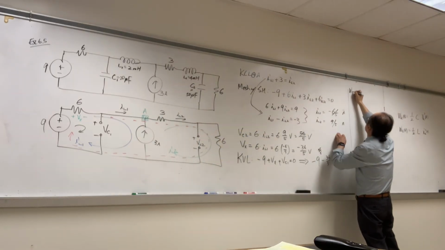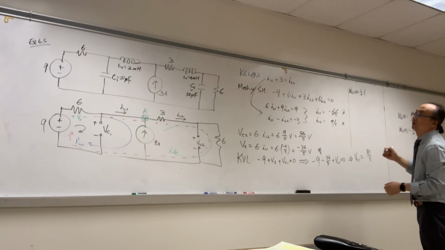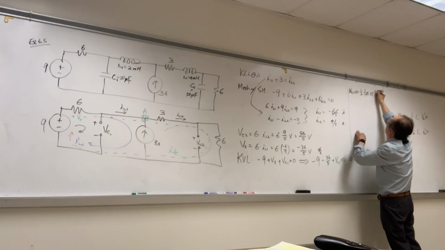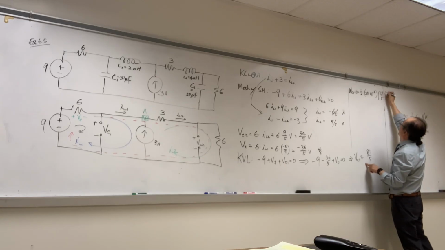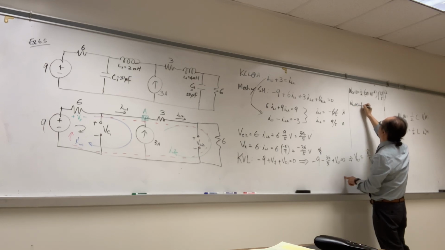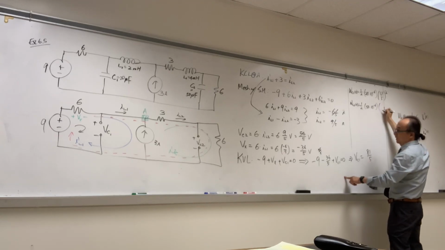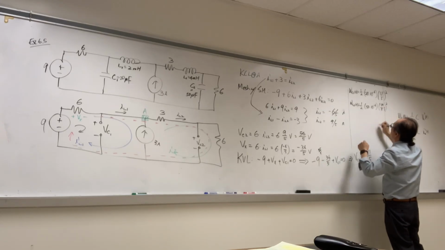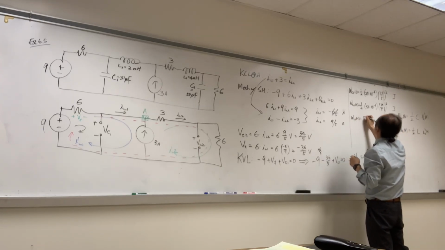So now WC1 equals 1 over 2 times, what's C1? 20 micro, 20 times 10 to the negative 6, and then VC1, 81 over 5 squared. And then WC2 of t equals 1 over 2 times 50 times 10 to the negative 6, and then VC2, 54 over 5 squared. These are the joules.